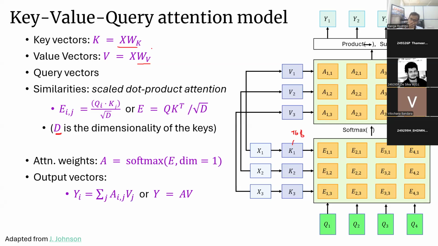So I hope that the key query value mechanism of the transformers is clear to you through this diagram. This diagram is from Justin Johnson.